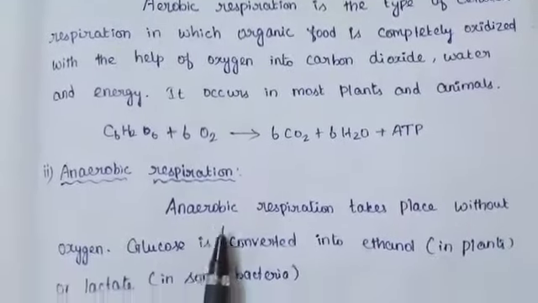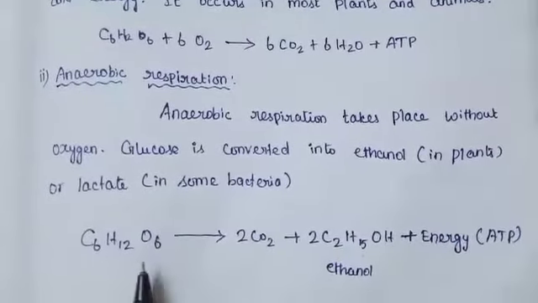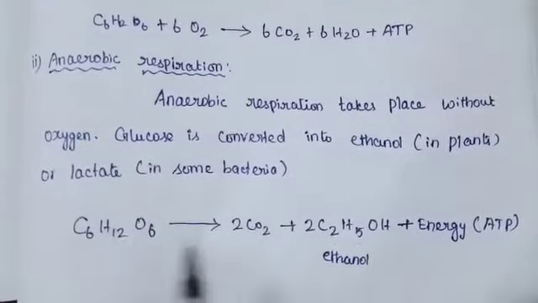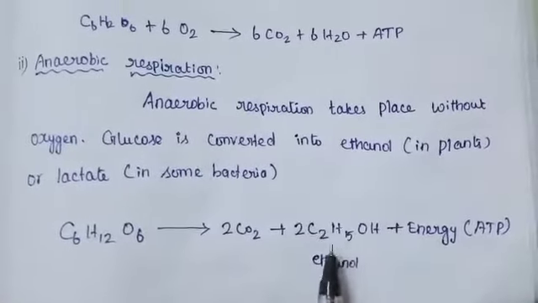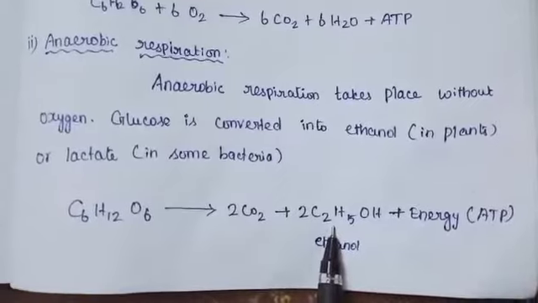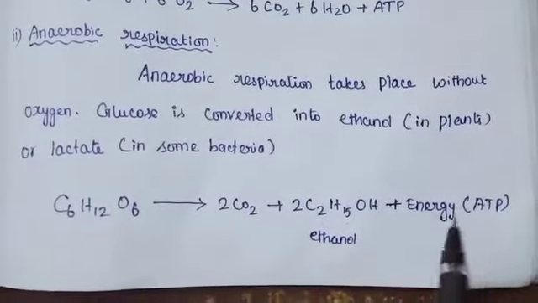Next, anaerobic respiration. Anaerobic respiration takes place without oxygen. So, glucose is converted into ethanol. C2H5OH is the ethanol. Ethanol in plants, but lactate in some bacteria. Also, energy is released. This energy is from ATP.